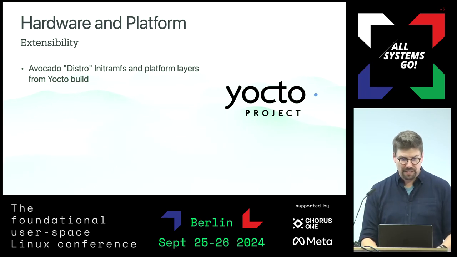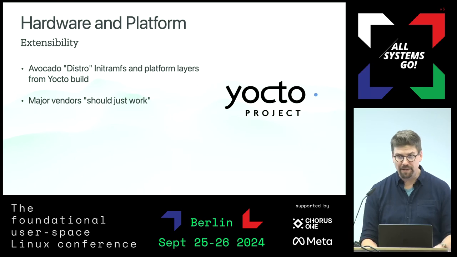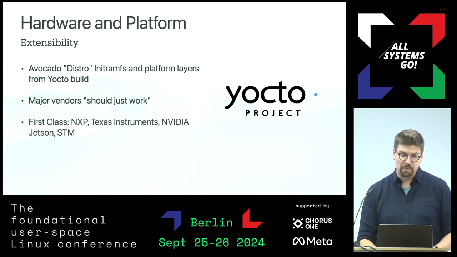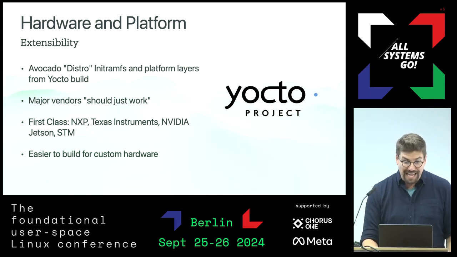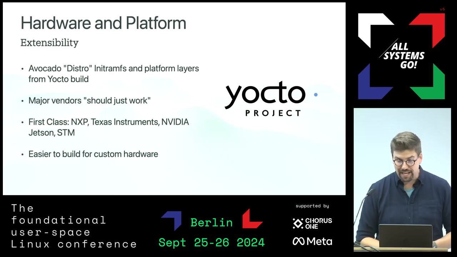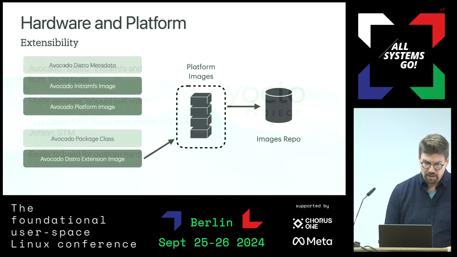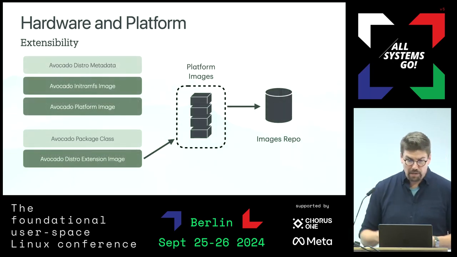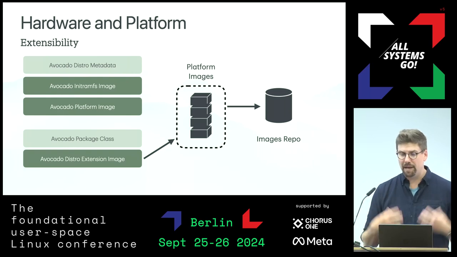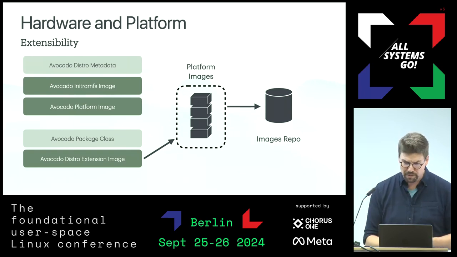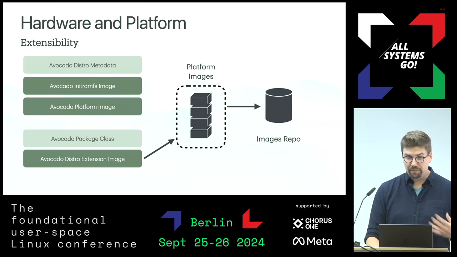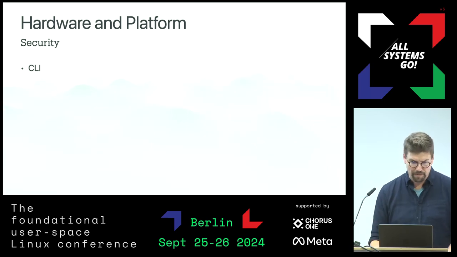We're promoting the use of extensibility by building on top of Yocto. Yocto is great because we can handle a lot of the creation for these custom platforms, meaning that all major vendors should just work. This gives us the ability to offer first-class support for NXP, Texas Instruments, NVIDIA Jetson, and STM, and it allows you to more easily build and extend with custom hardware. What this means is that out of our Yocto build, we produce platform images that we check into our own managed repository, using DNF to ensure that the dependencies between them are met. And with that imaging repo, it gives you the ability to quickly get up and running. We'll see more of that in a second.